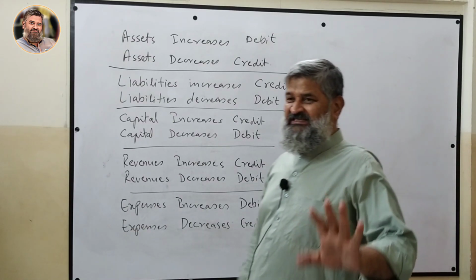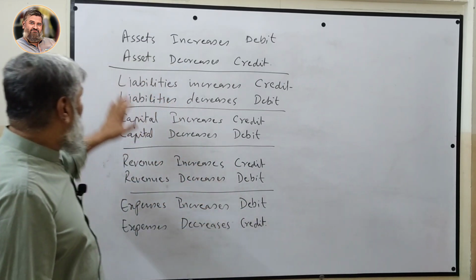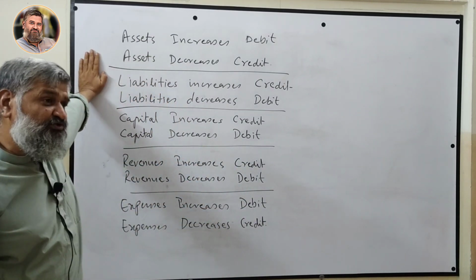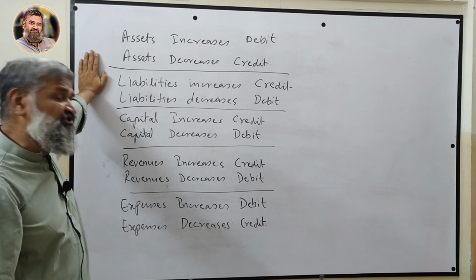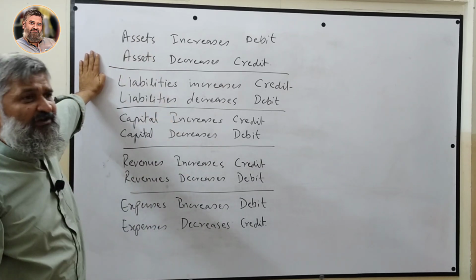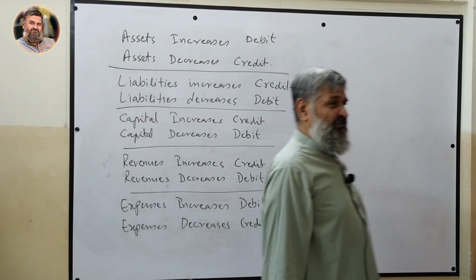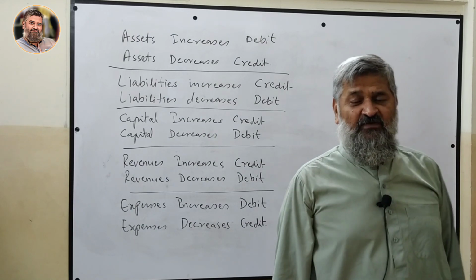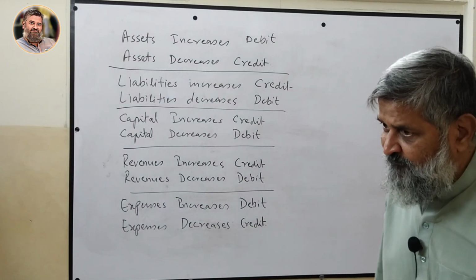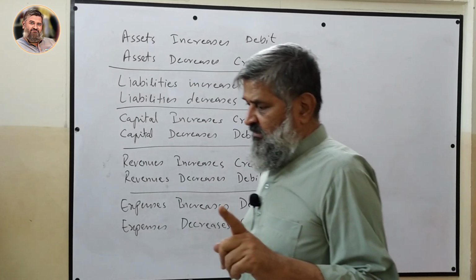It is a very short class because in our next class we will discuss how to record in the books of accounts, or in the journal, according to the rules of debit and credit. Transactions will be given to us, and after those transactions we will record them in the books of original entry, which is called the journal.